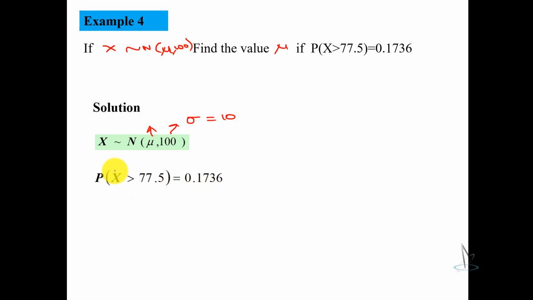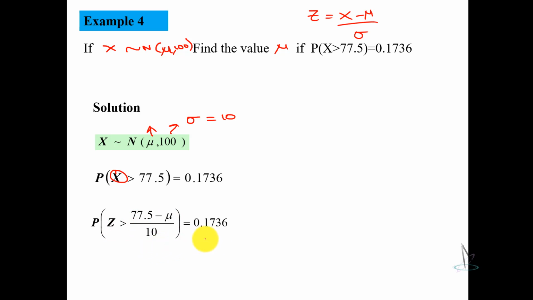So what we have is probability for X greater than 77.5 is 0.1736. This is X, that means this is not standardized yet. So let us standardize using the formula: Z is equal to X minus mu over sigma. So Z greater than 77.5 minus mu over 10 is 0.1736.